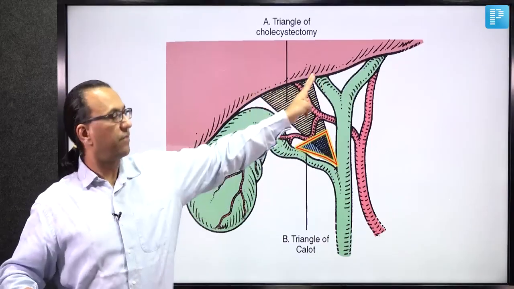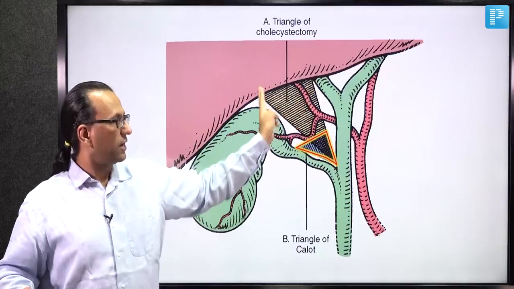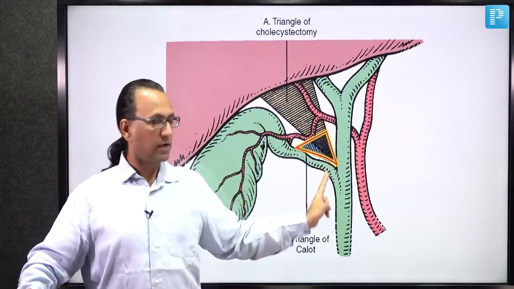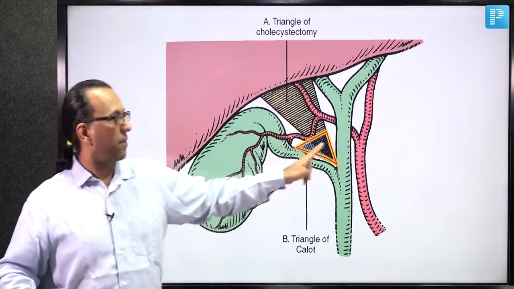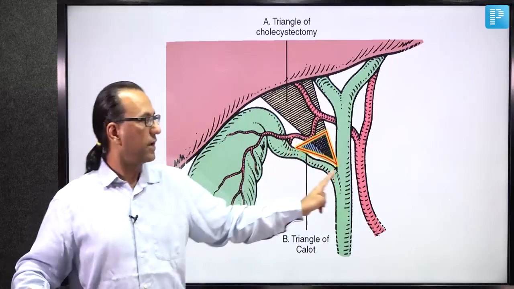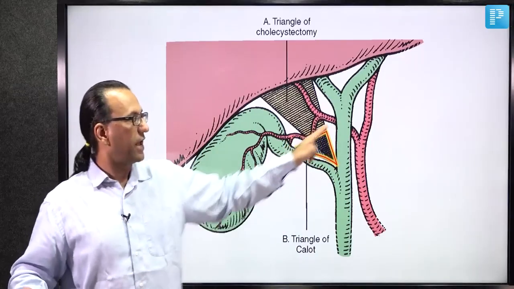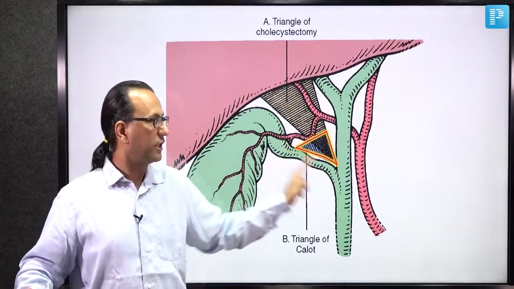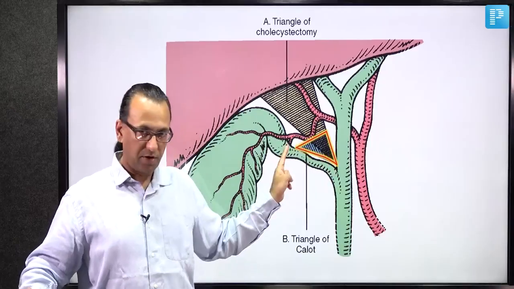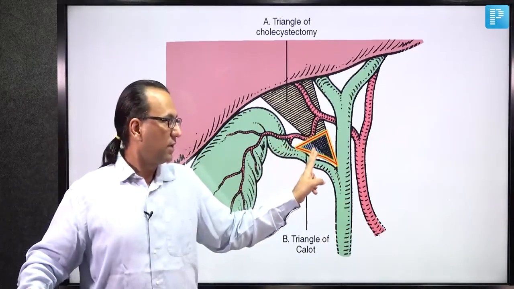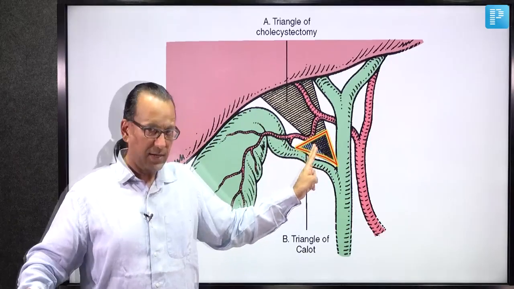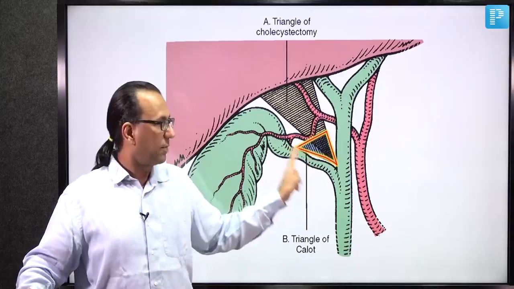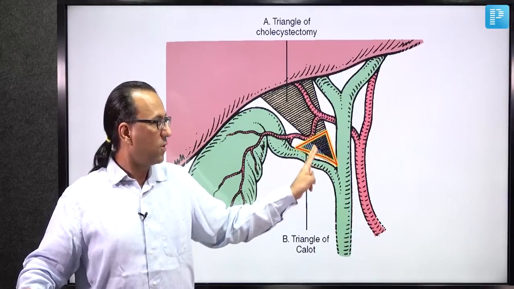The base is the inferior border of the liver. Otherwise, you have the cystic duct and common hepatic duct as well. But that is different from Calot's triangle. In Calot's triangle, you must take the cystic artery as the base, as given in the latest edition of Gray's Anatomy, 41st edition. It will contain a lymph node of Lund and comes as a question. Cystohepatic lymph node of Lund.